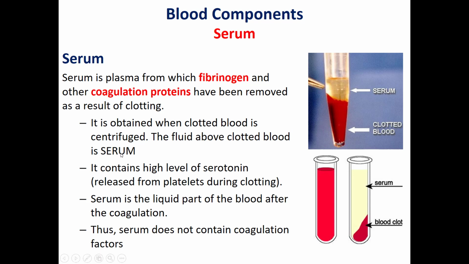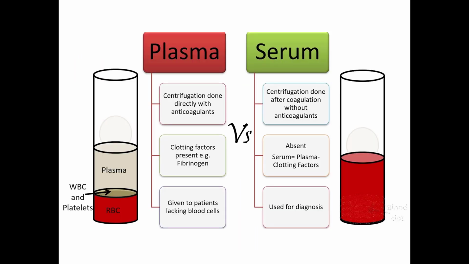So serum is the liquid part of the blood which is after coagulation. The serum does not contain coagulation factors. So the main difference between the serum and the plasma is the coagulation factors. As we said before, we have the blood, which is made up of the cells and the plasma. We have the plasma, which is made up of serum and coagulation factors. So this is the main difference.